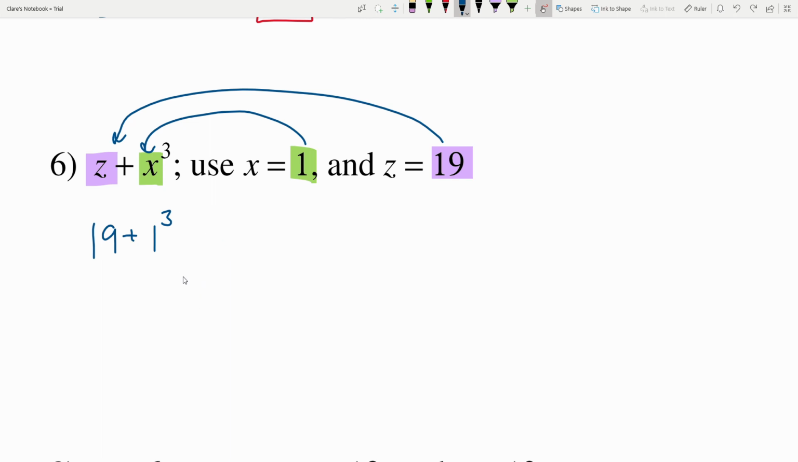Well, according to my order of operations, I do parentheses and then I look at exponents. So I'm going to do 1 cubed before I add. 1 cubed is equal to 1, so I'll have 19 plus 1. And if you're confused on exponents, 1 cubed is 1 times 1 times 1, 1 multiplied by itself, so that I have a total of 3 of those 1s being multiplied together. So 19 plus 1, that's going to give me 20. 20 is my solution in number 6.